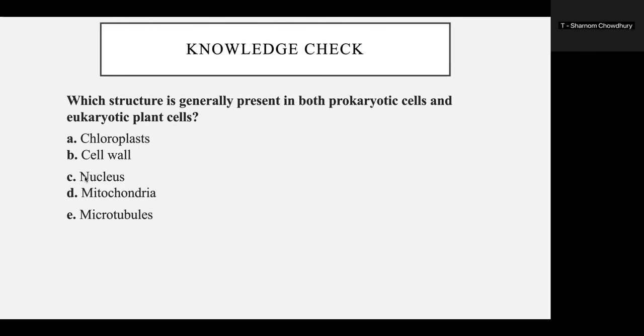The correct answer is B. Prokaryotic cells do have a cell wall to help protect them, and eukaryotic plant cells also have a cell wall to protect the plant cell. So the correct answer was B.